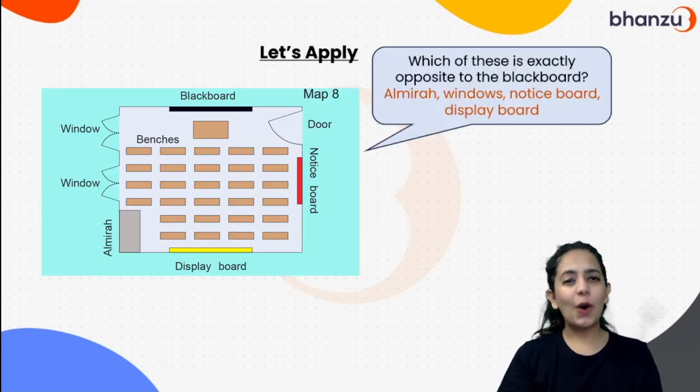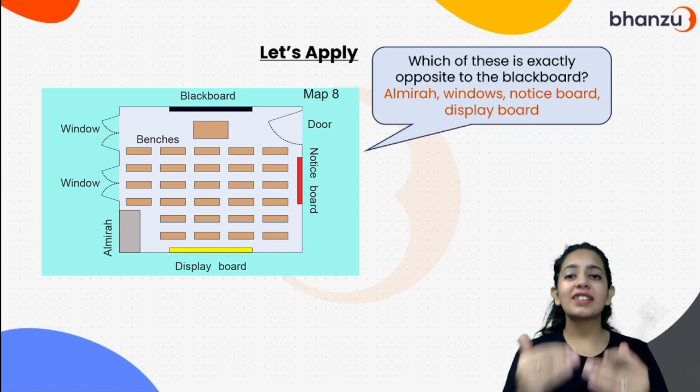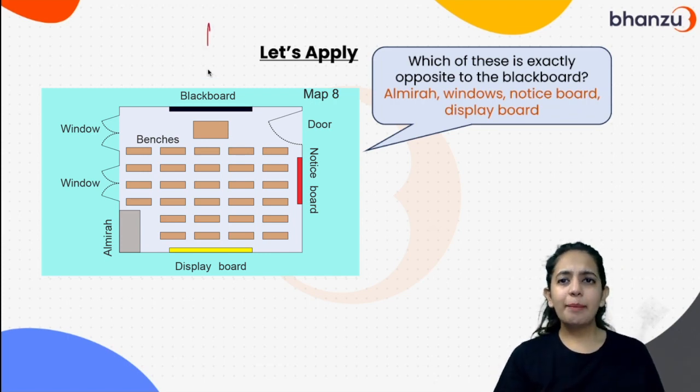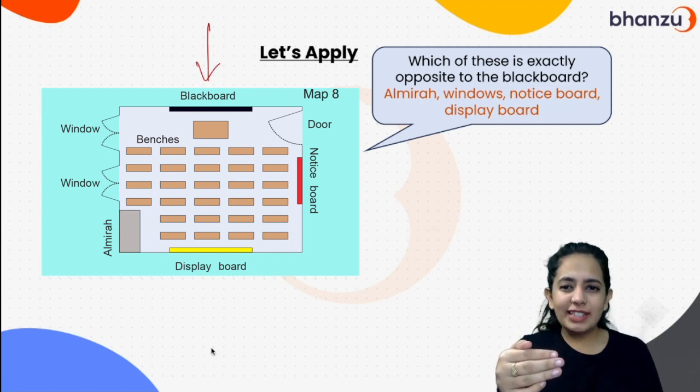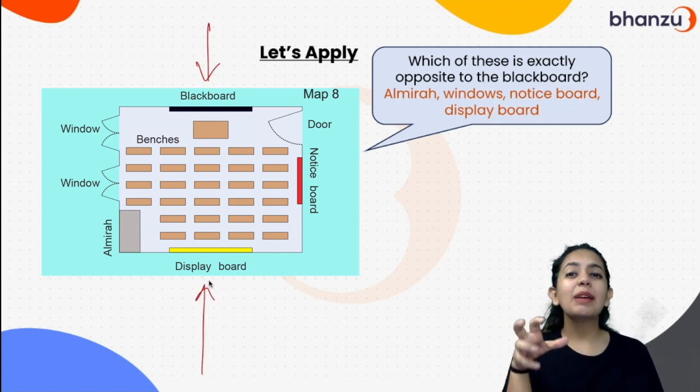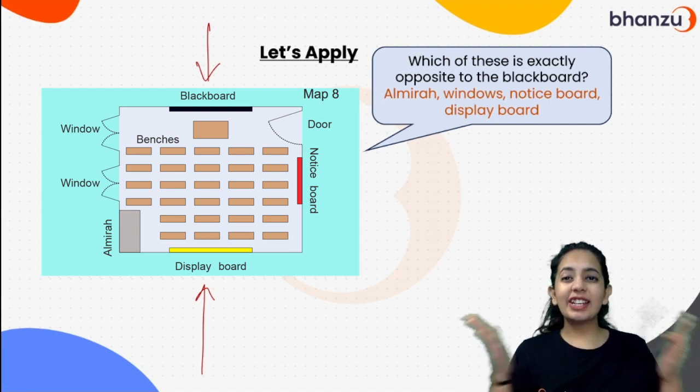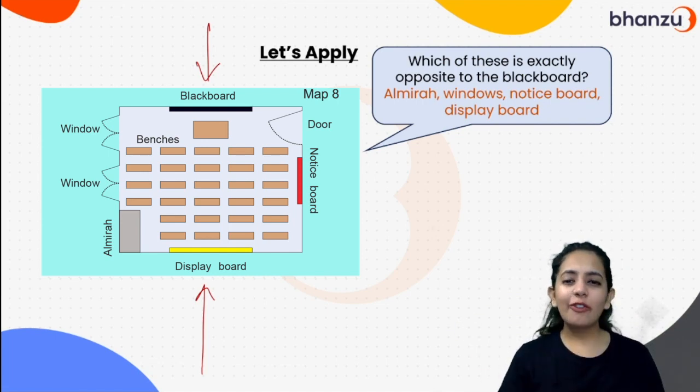Okay, now let's move forward and answer the question that I asked you in the beginning. So which of these is exactly opposite to the blackboard? So where's the blackboard? The blackboard is over here, right? And if you go opposite to this, so opposite to this is the display board. So these two things are actually opposite to each other. So therefore, the answer to this question is display board.